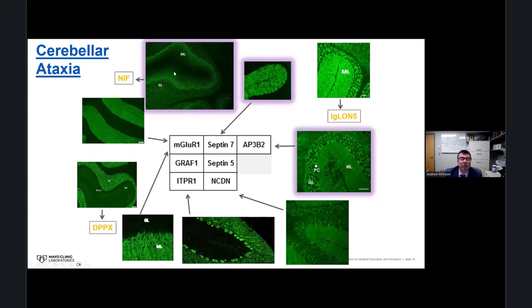We look for the different tissue immunofluorescent staining patterns using mouse brain tissue slices. Then when we see specific staining patterns, we can reflex to a confirmatory test that's protein specific.